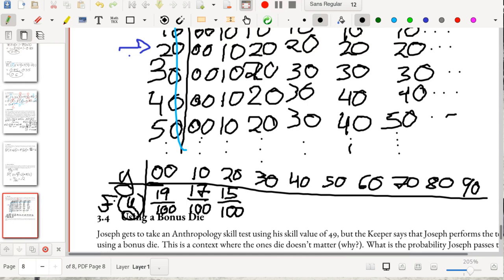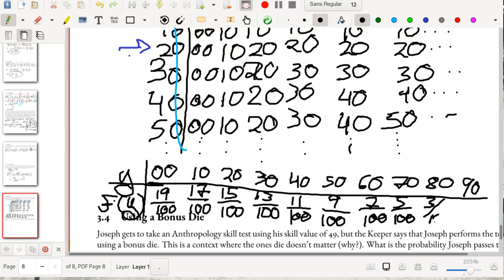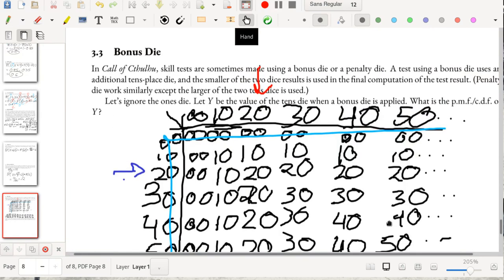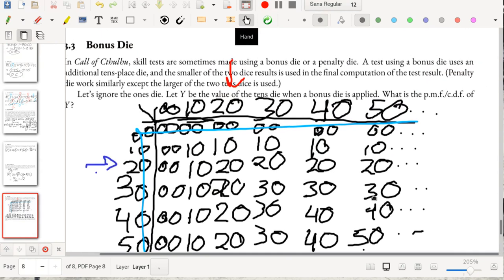And actually, this is going to keep going on. Reason through 30, that's when you actually get 7 and 6. 7 along the row and 6 additional along the column. So that will get you 13 over 100. And you're just going to keep going on like this. So 13 over 100, 11 over 100, 9 over 100, 7 over 100, 5 over 100, 3 over 100, and 1 over 100. Okay? So that gets us the probability mass function. I leave it up to you to check that this does in fact add up to 100.